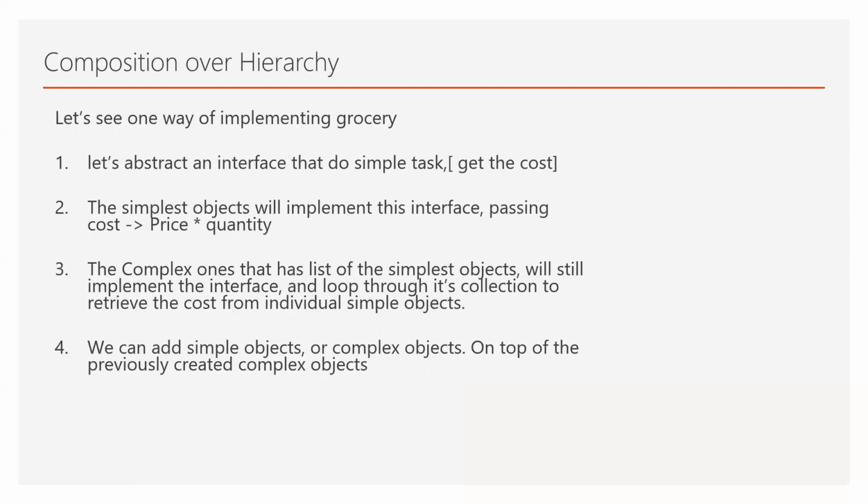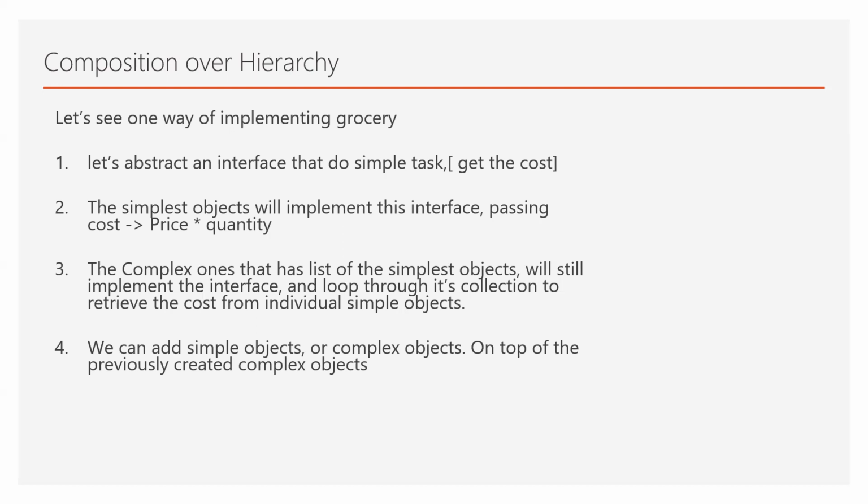Let's start with the first step, which is creating an abstract class or interface that does the simple task, which is getting the cost from the product. The simplest object, the leaf, will implement this interface and return the cost, which is the price times quantity. The complex object is the one that has a list of simple objects, and it can also be a list of other complex objects. It will still implement the interface, so both the complex object and the simple objects implement the same interface.